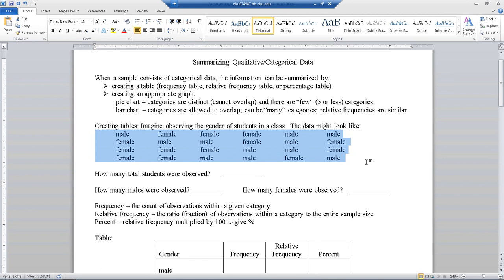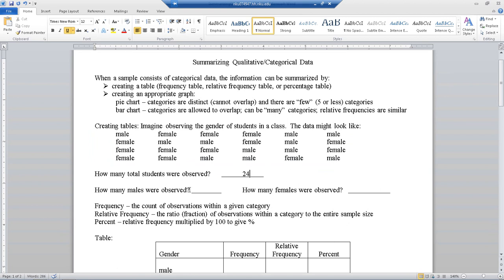So the first thing we want to do is look at, okay, what is our what's called sample size? How many observations, how many students did we observe gender for? Okay, so in this case, you have 4 in each column, and there are 6 columns. So 4 times 6, there are actually 24 observations in this data set.